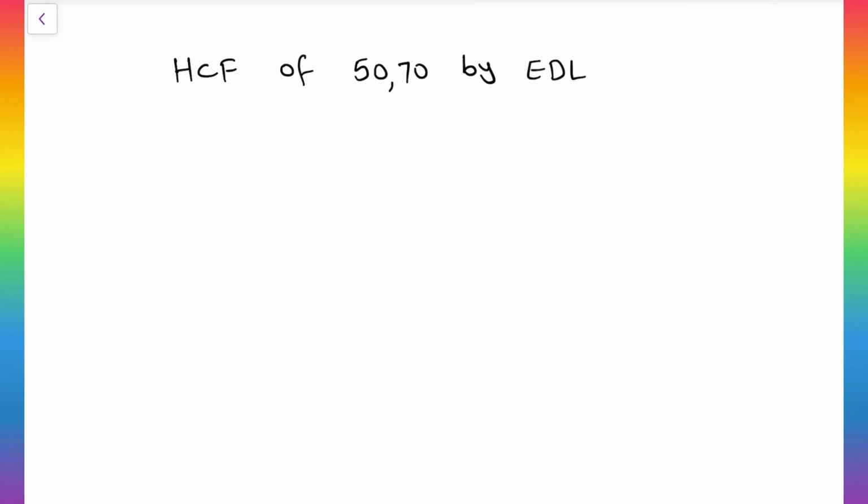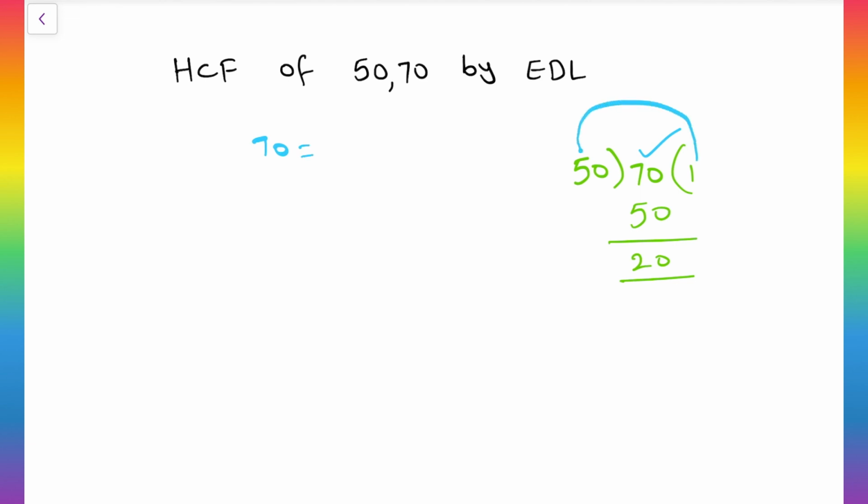HCF of 50 and 70 by Euclid's division lemma, or Euclid's division, or simply EDL. First do normal division. 50 ones are 50. 70 minus 50 is 20. So the same statement we need to write in the form of A equals BQ plus R. Dividend 70 equals divisor into quotient, 50 into 1, plus remainder 20.